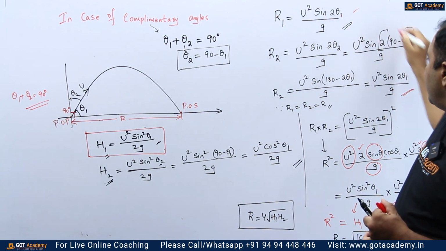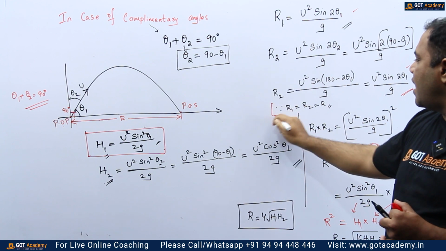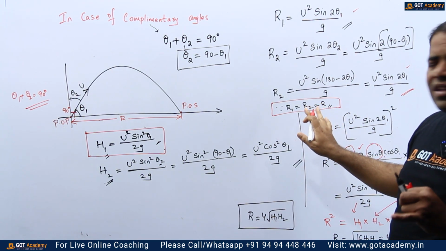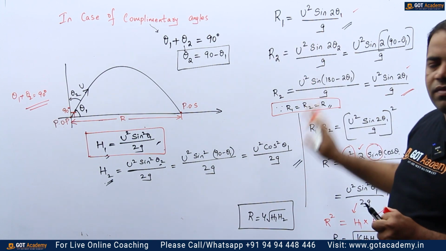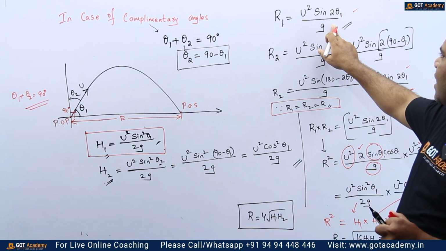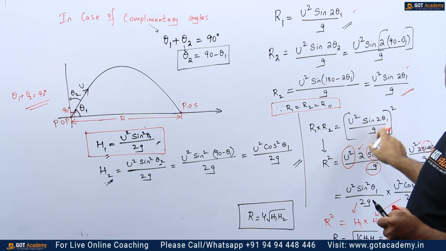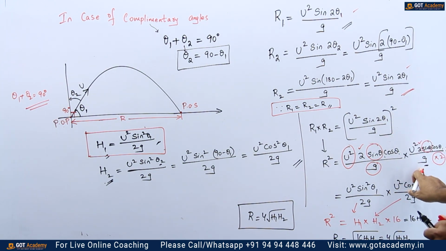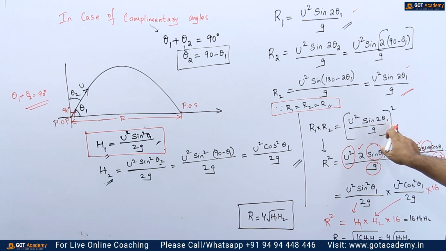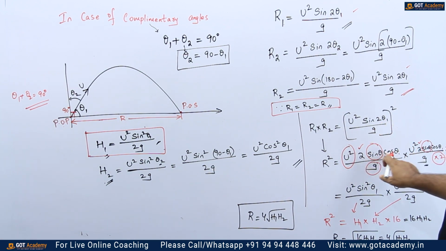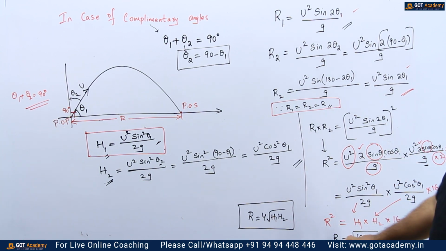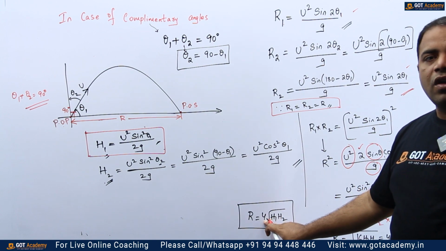Observe carefully, this and this are the same. That is the reason I have written R1 is equal to R2 is equal to R. Now, I want to multiply R1 and R2. R1 into R2: here the answer and here the answer are both the same, which is why I have taken the whole square. So you get this expression. What is sine 2 theta? Sine 2 theta is nothing but 2 sine theta cos theta. Since the whole square is there, 2 times I have written here. So by undergoing small changes, finally I got R is equal to 4 root over h1 h2.